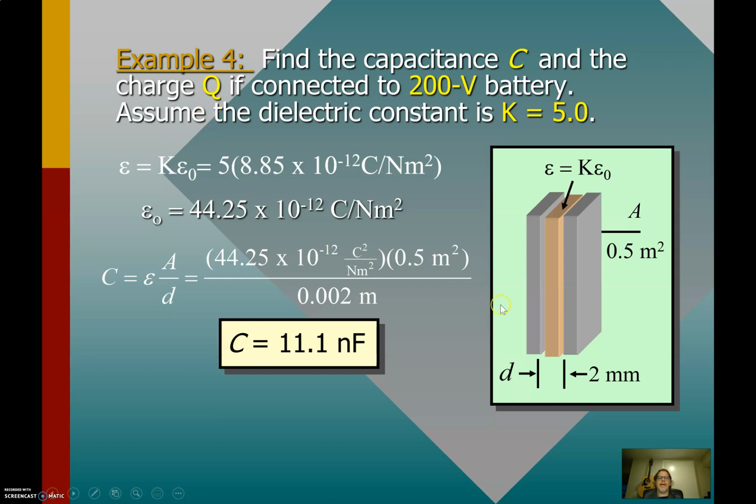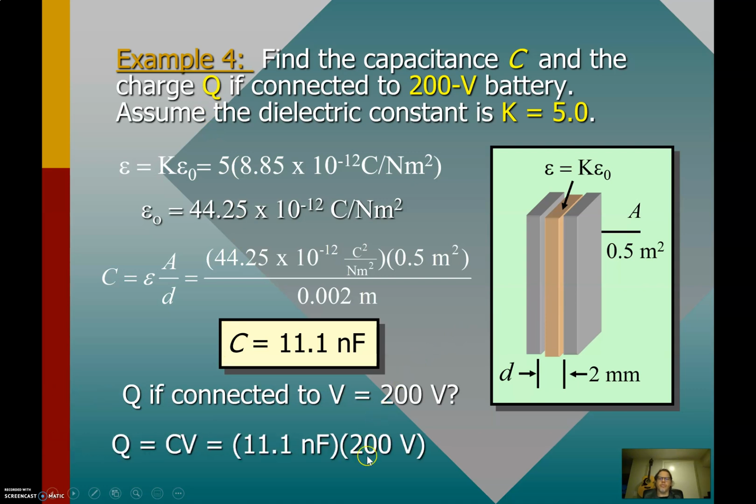Now that you know the capacitance from the physical characteristics, you're going to find the charge stored if you're using it at 200 volts, and that's your capacitance. That would mean you'd be able to store a whopping 2.22 microcoulombs, or millionth of a coulomb, of charge onto there. Okay, that means one of these has 2.22 microcoulombs of positive charge. The other represents a negative 2.22, or a lack of.